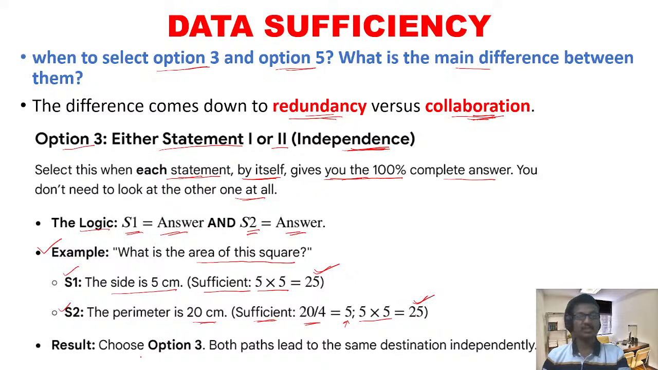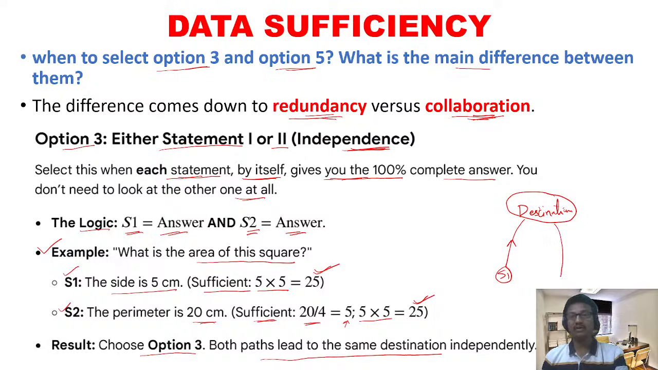In such a case, choose option 3. That means both paths lead to the same destination independently. Assume that this is your destination. You can reach this destination by using statement 1. This is one path available. Or you can also reach this destination by using statement 2. Both paths lead to the same destination.